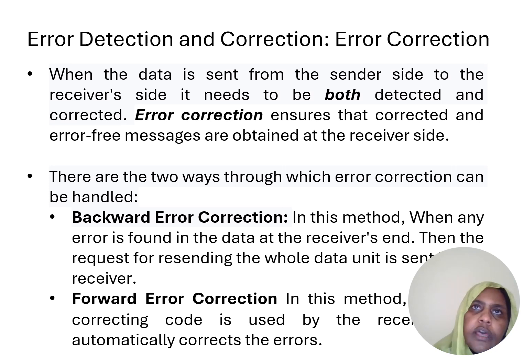There are two types of error correction. Backward error correction. This is where the receiver sends a negative acknowledgement to the sender, asking the sender to retransmit the whole data again. And the forward error correction, in this method, the receiver is the one who is responsible for correcting the errors.